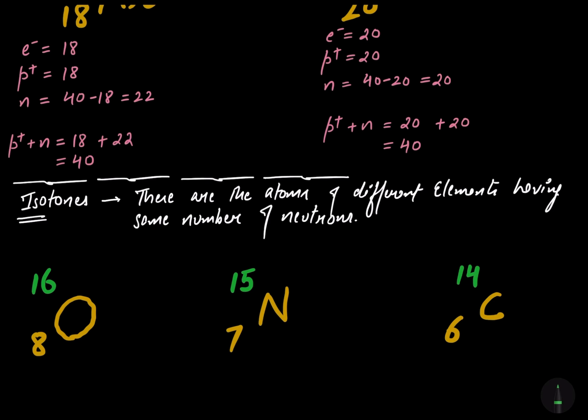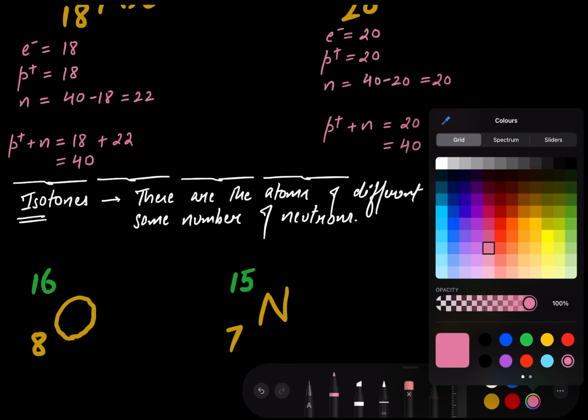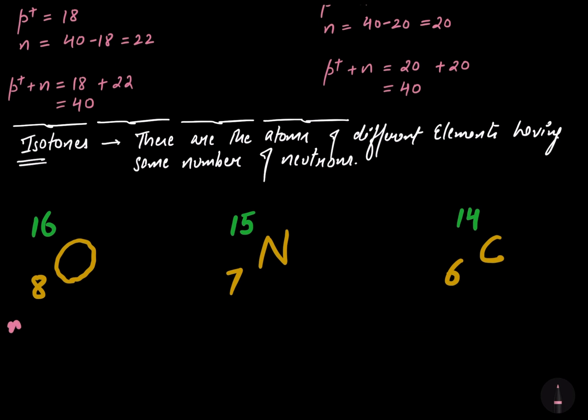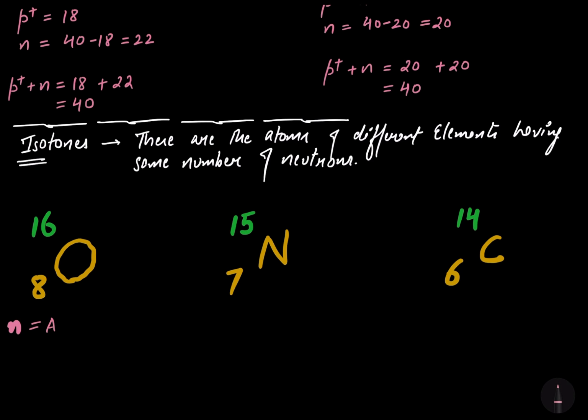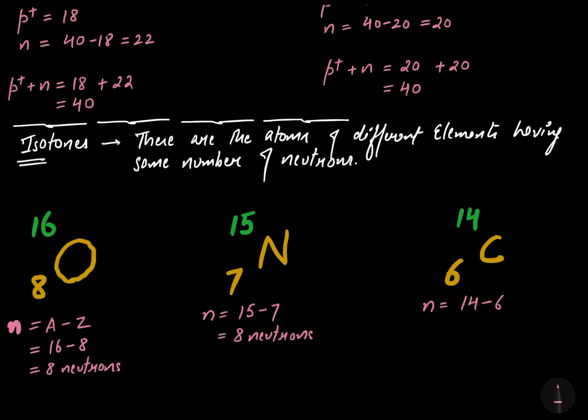So let us calculate the number of neutrons in all three. Now, the number of neutrons will obviously be A minus Z. For oxygen, it comes out to be 16 minus 8, which is 8 neutrons. In case of nitrogen, it will be 15 minus 7, which is again 8 neutrons. And in case of carbon, it will be 14 minus 6, and it again comes out to be 8 neutrons.